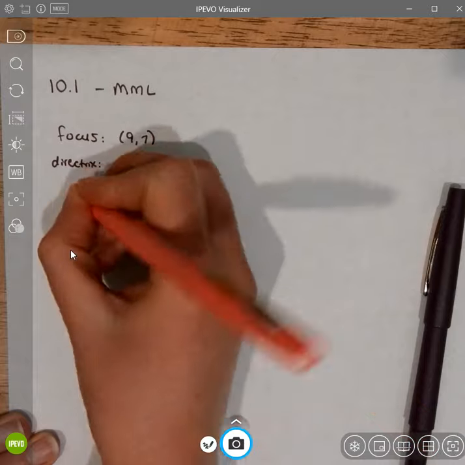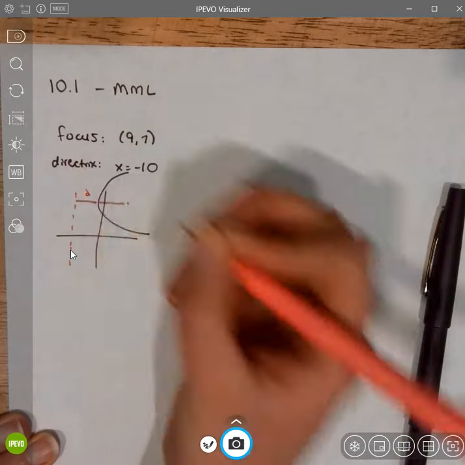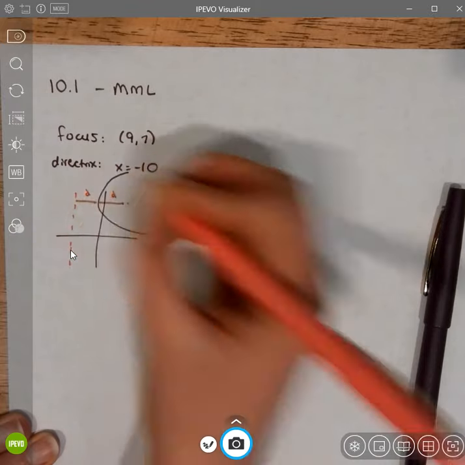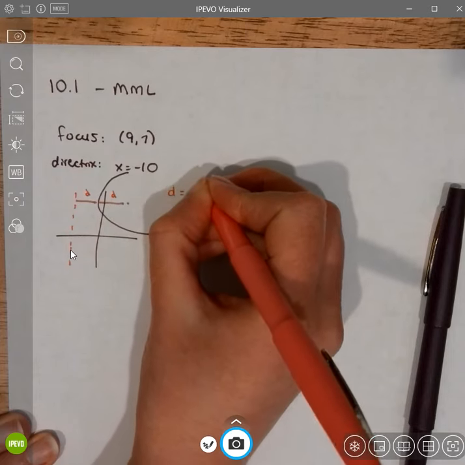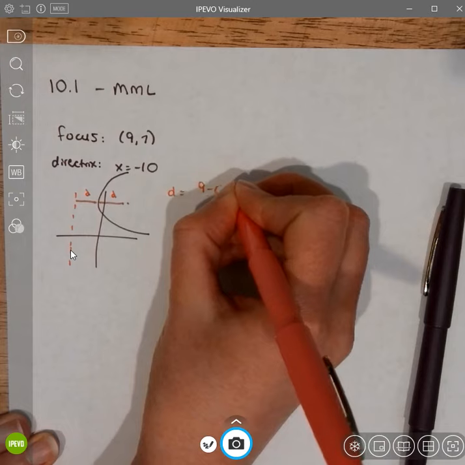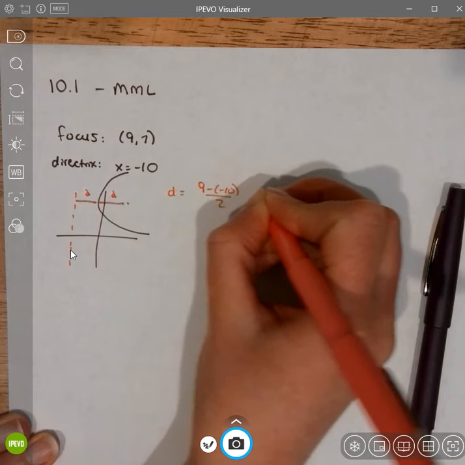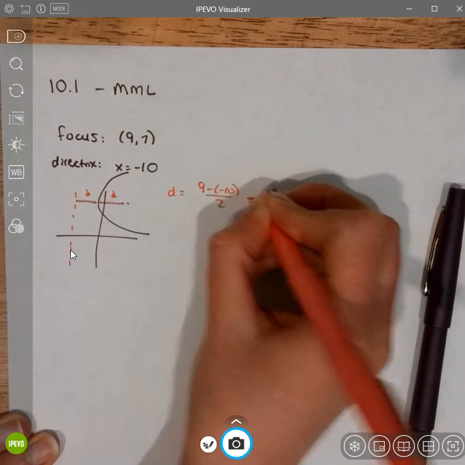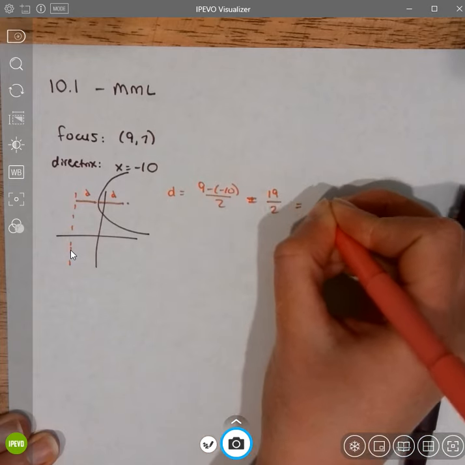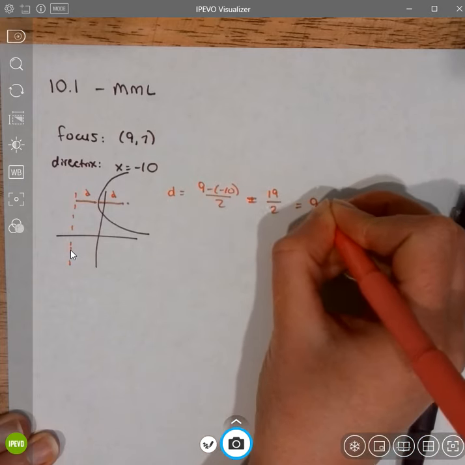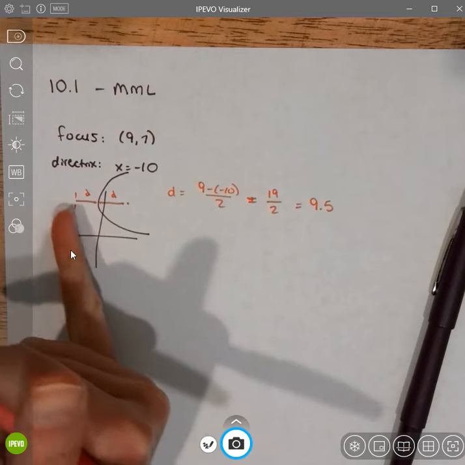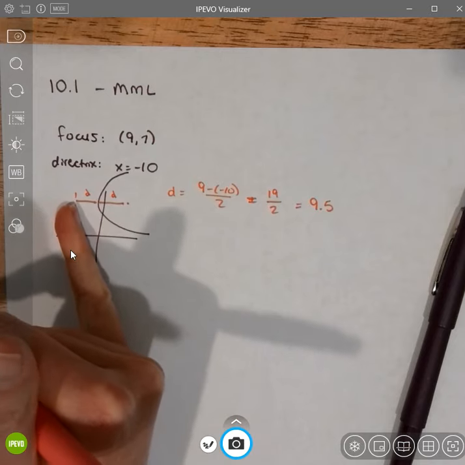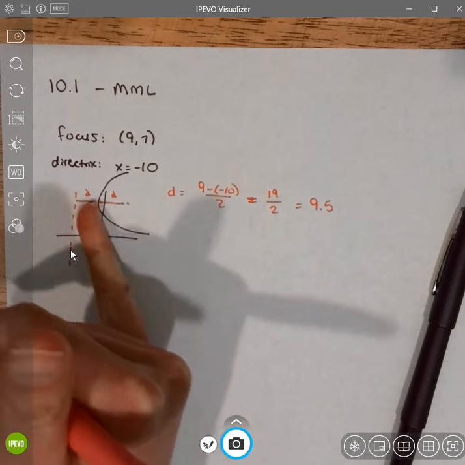So let's call this d for distance right there. And so that distance is going to be (9 minus -10)/2, or (9 plus 10)/2. So 19/2, which is 9.5. Okay, so 9.5 is that distance. So I have to be 9.5 away from -10 and 9.5 away from 9.